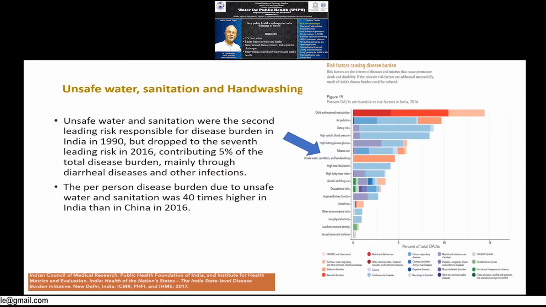But it is important to note that the per person disease burden due to unsafe water is much higher in India as compared to China. So definitely, as a risk factor, unsafe water is something that public health people should be interested in addressing.